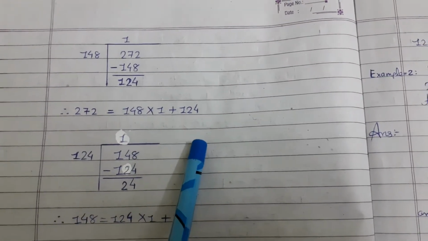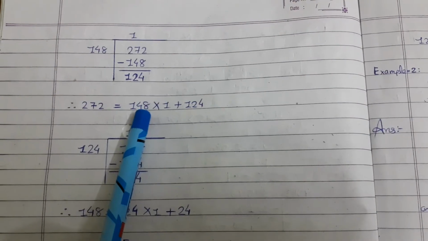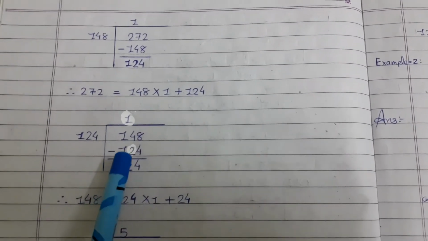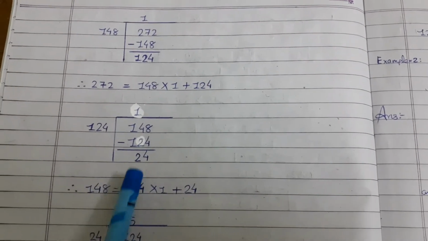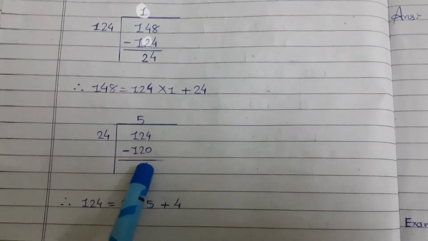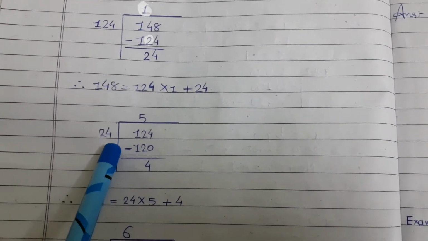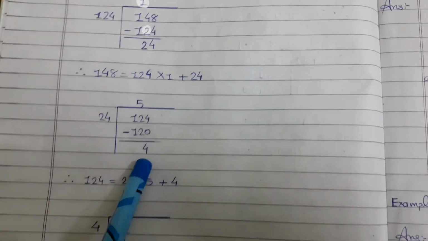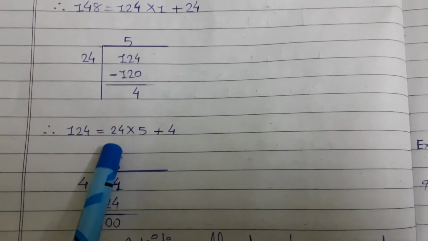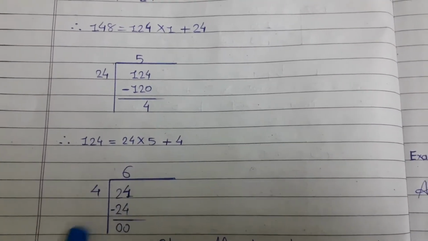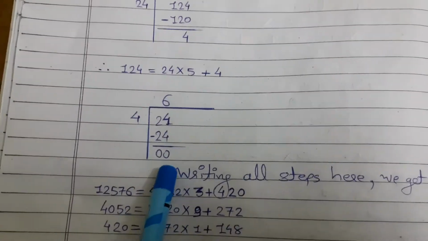Here, now considering A as 148 and B as 124, again doing the simple division process, we get A as 124 and B as 24. Until we get the remainder as 0, we have to continue the process. Now again doing the simple division, we get 24 5s are 120, remainder is 4. Again doing the division process, here A is 24 and B is 4, 4 6s are 24. Now we get the remainder as 0.